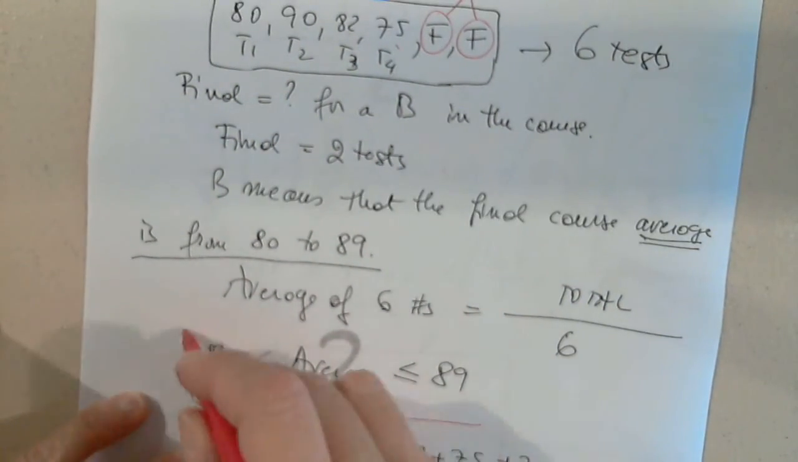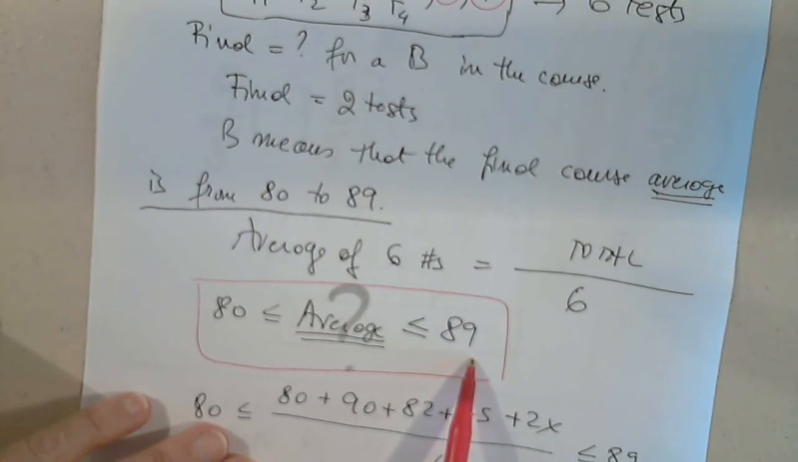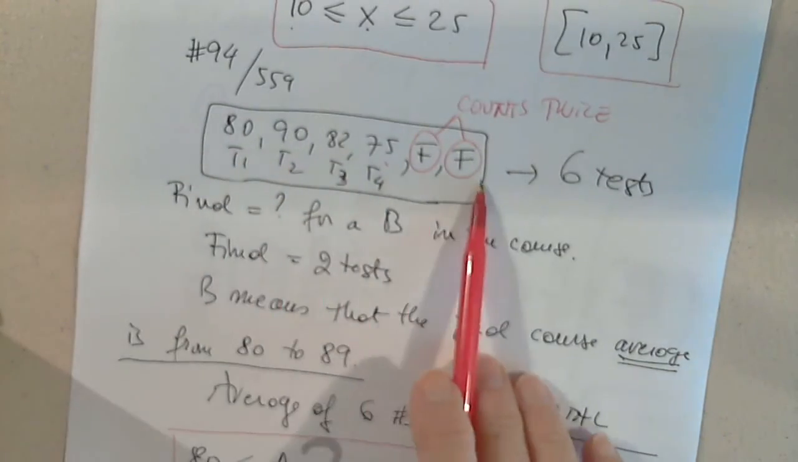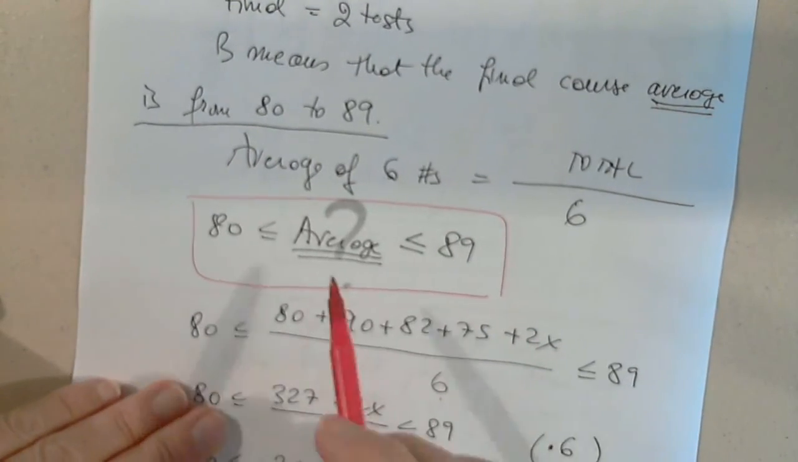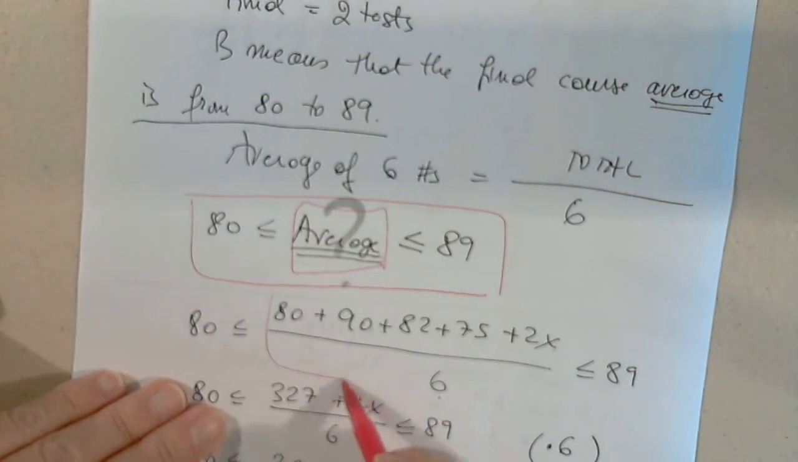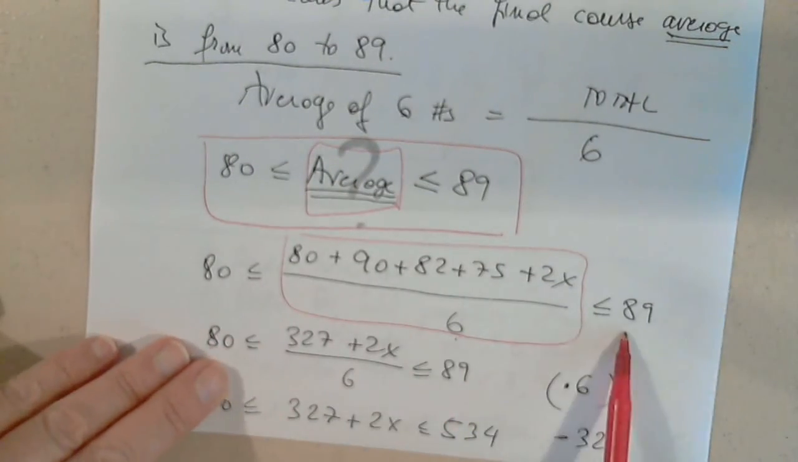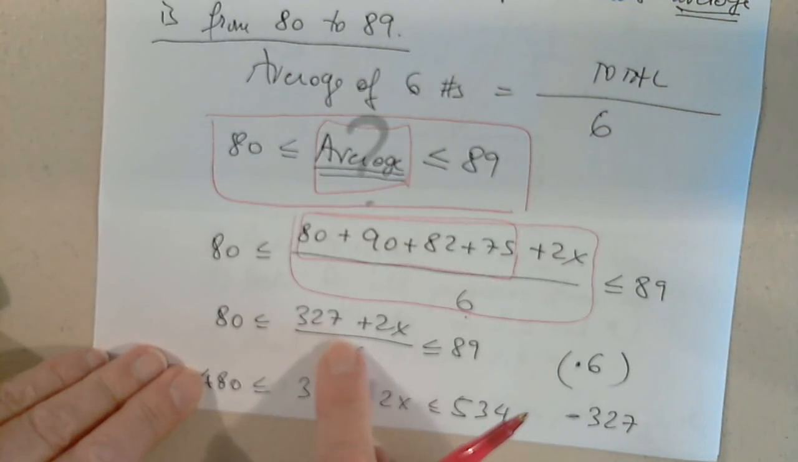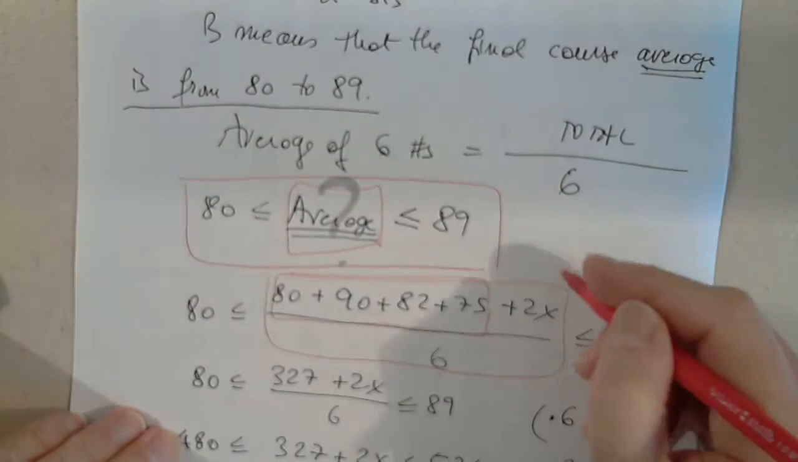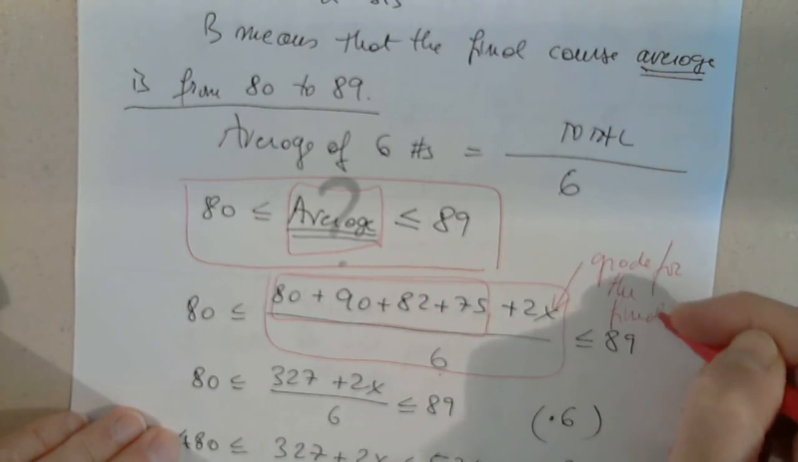So the average for a B must be between 80 and 89. The average of 6 numbers is their sum divided by 6. Therefore, we replace the average by their sum, the 6 scores divided by 6. We multiply all 3 sides by 6. After we combine these into 327 plus 2x, x being the grade for the final exam.